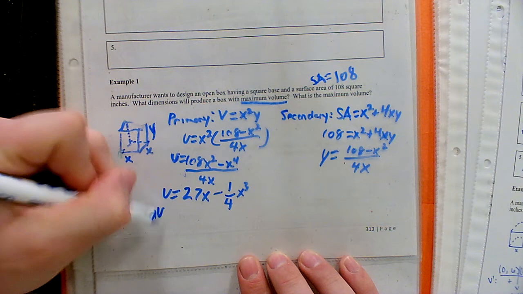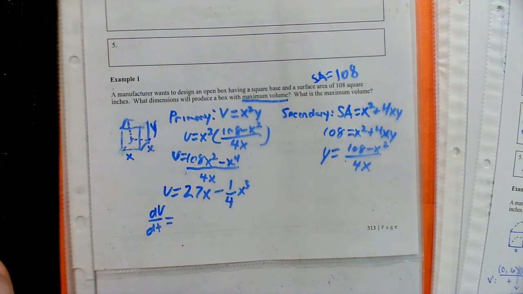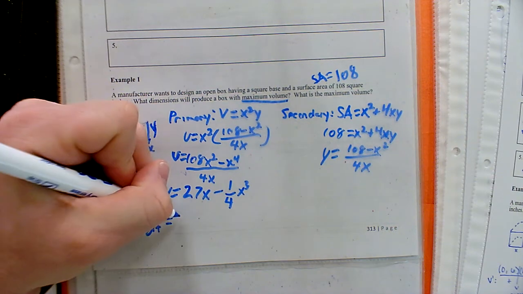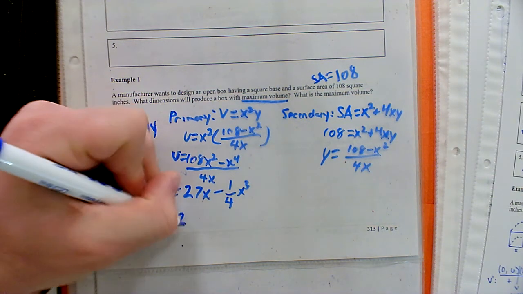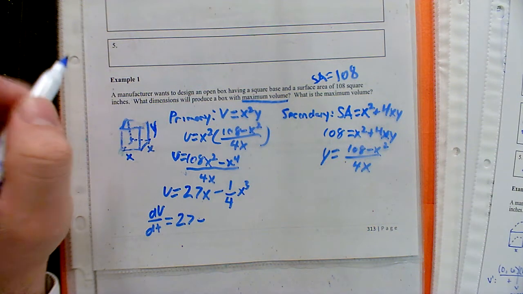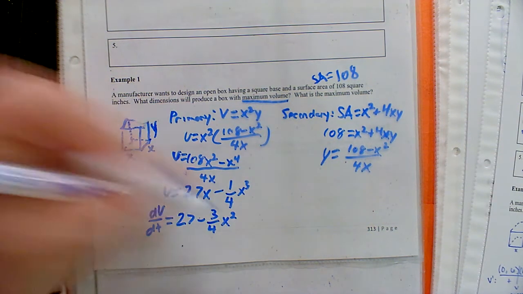All right, take the derivative. dV over dx, the change in volume. 27x, if you take the derivative, you get 27. Bring down a 3, so you get 3/4 x squared.